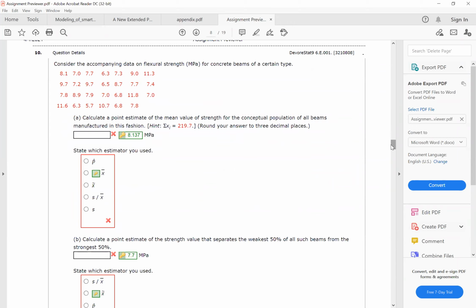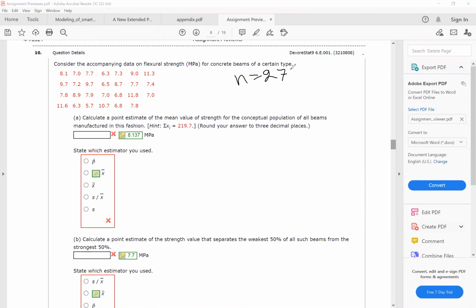Okay, consider the accompanying data on flexural strength for concrete beams of a certain type. We are given the strength data. How many observations do we have here? 1, 2, 3, 4, 5, 6, 24 plus 3, so we have a total of 27 observations. I should write down the number of observations: n is equal to 27.